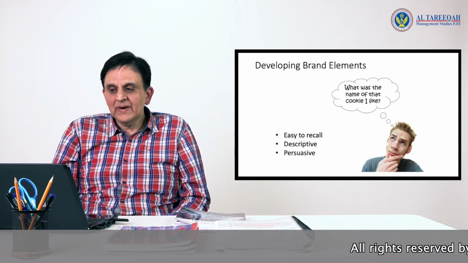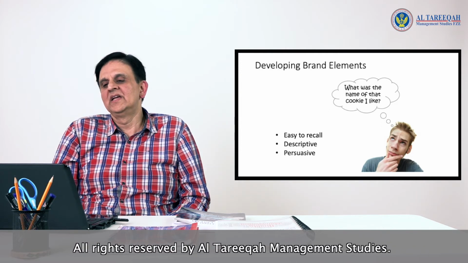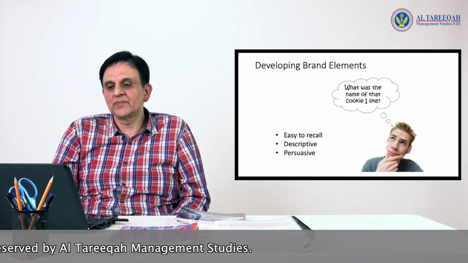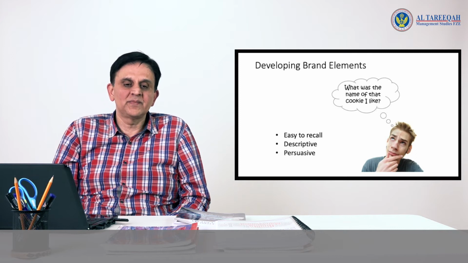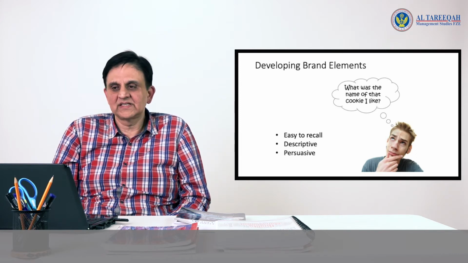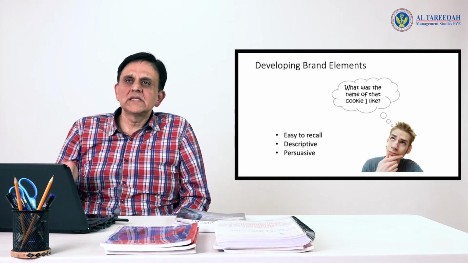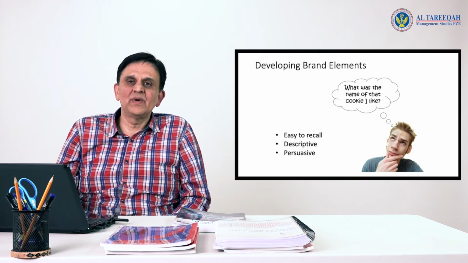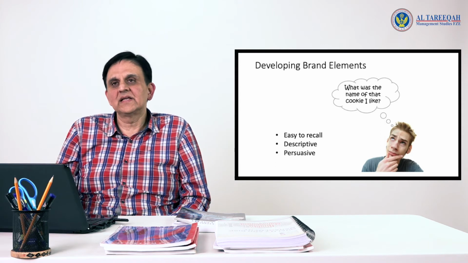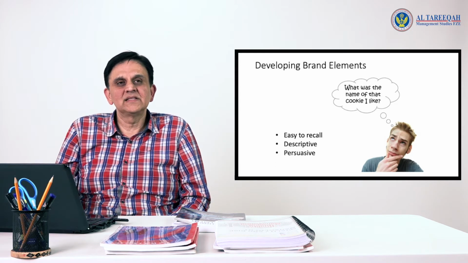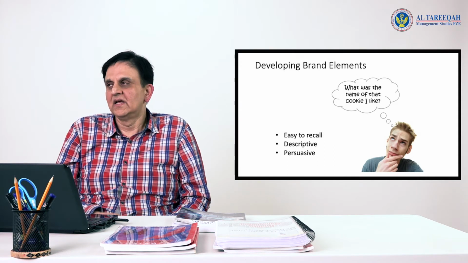So when you're developing brand elements, what is really important is that the name should be catchy and easy to recall, the color should be recognized, it should give a nice description for your brand, and it should persuade people to go out and try the product or service you're offering. Some of the UAE brands that have really done well globally are Emirates Airlines, Emaar Properties, and Etisalat, which have done well in terms of branding in the marketplace.